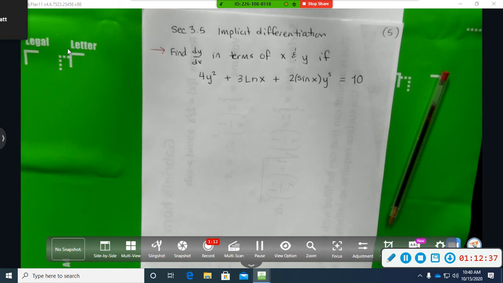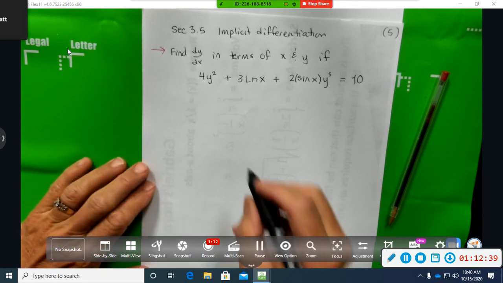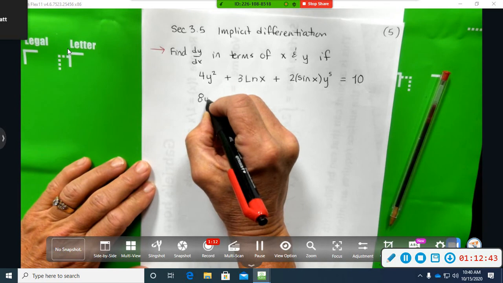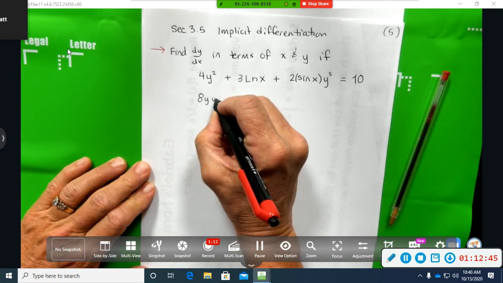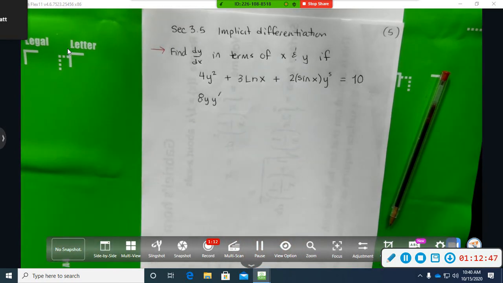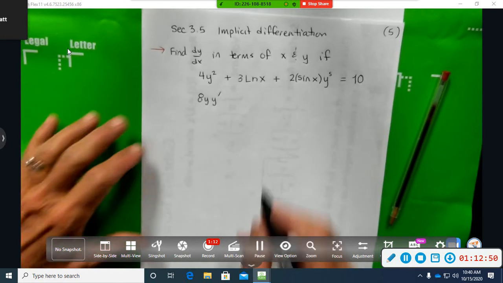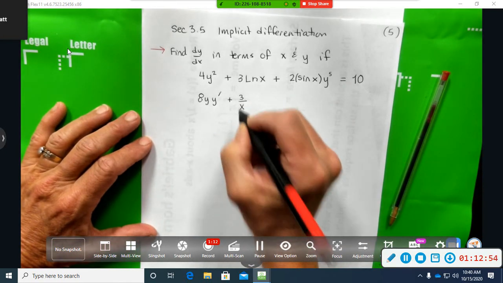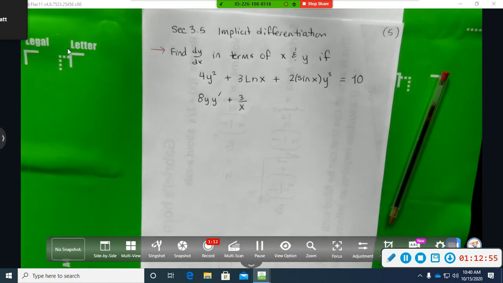Let me make sure you got this first line correct. The derivative of 4y squared is 8y to the first power times our y prime term. So far so good? Boom. Derivative of 3 natural log of x is 3 times 1 over x, or just 3 over x.